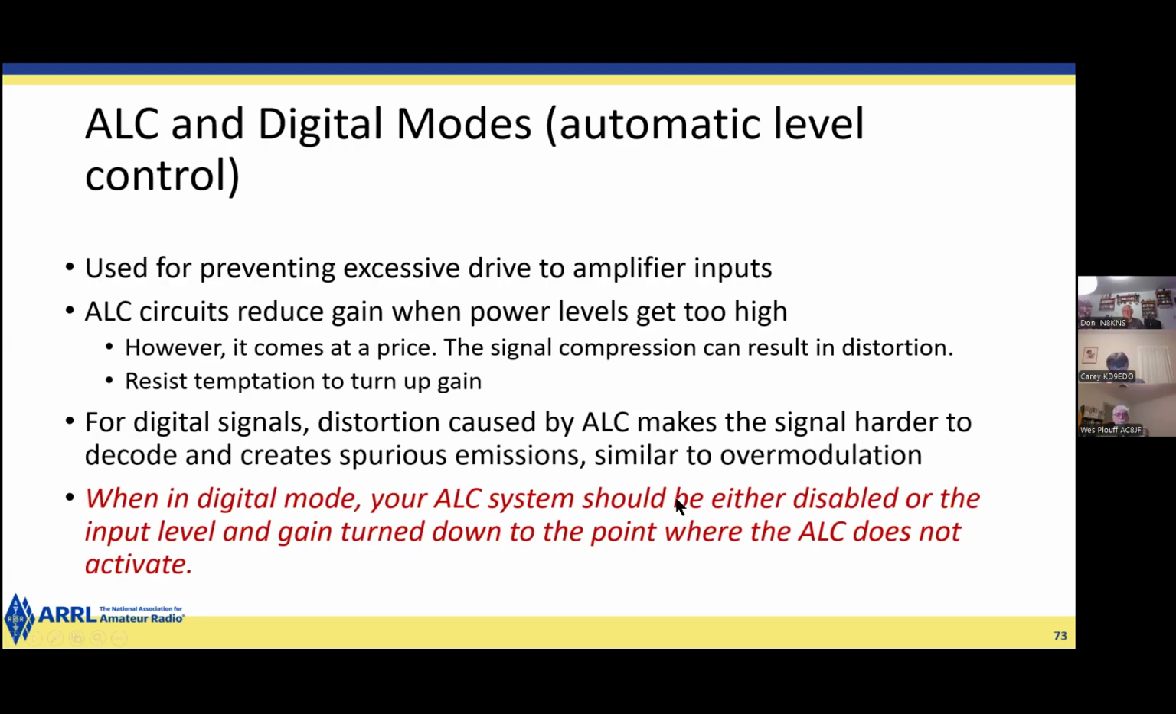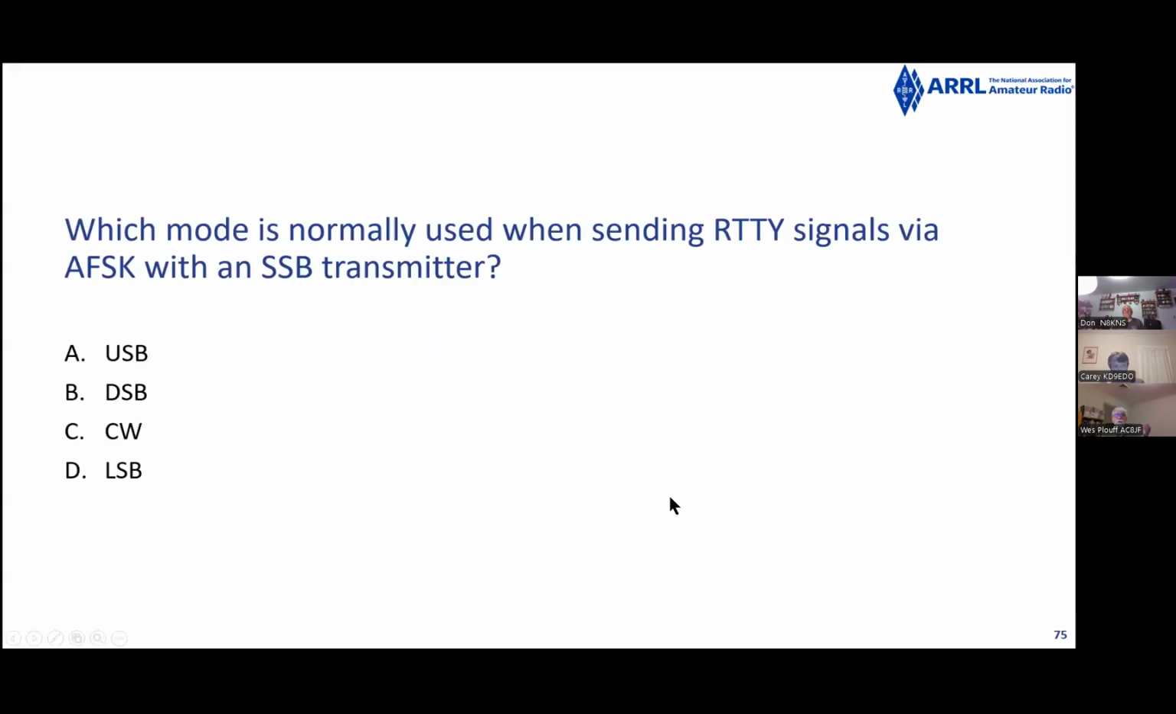So where are we here? Okay, so let's do some questions. Which mode is normally used when sending radio teletype signals using audio frequency shift keying with an SSB transmitter? USB, DSB, CW, or LSB? Upper, double, CW, or lower sideband? A.